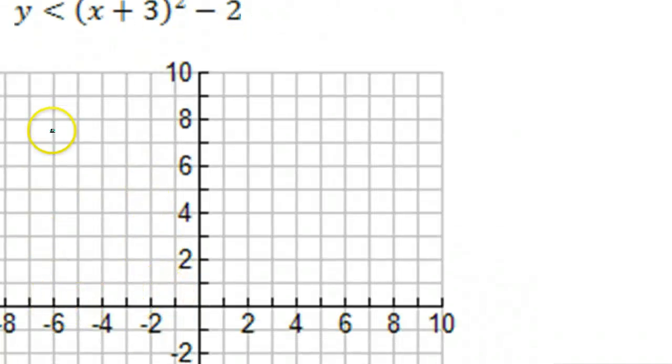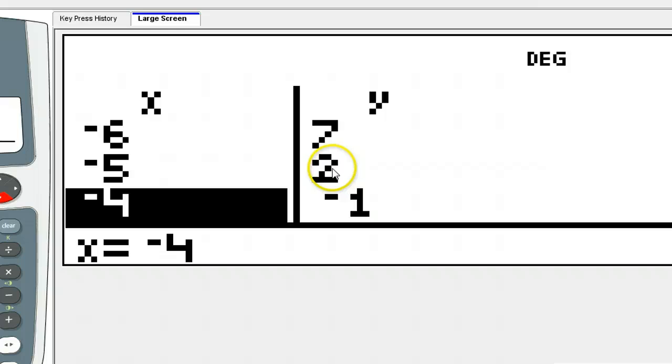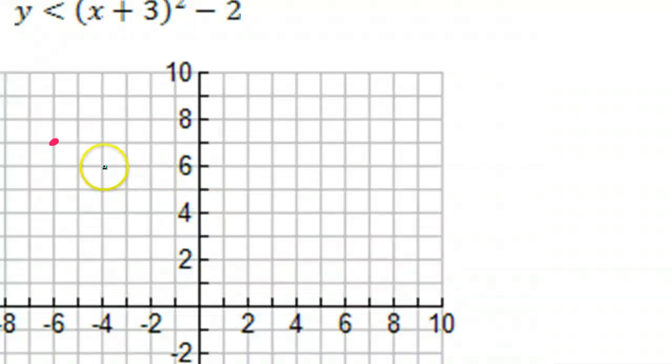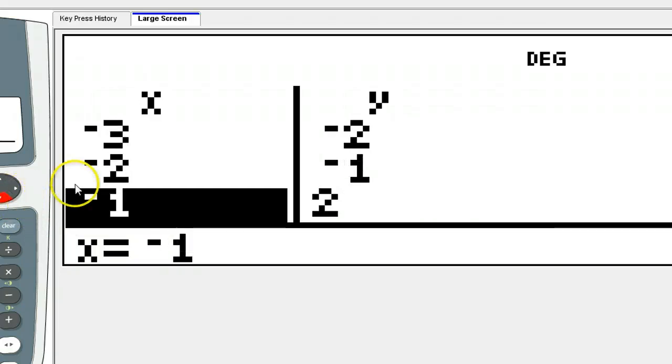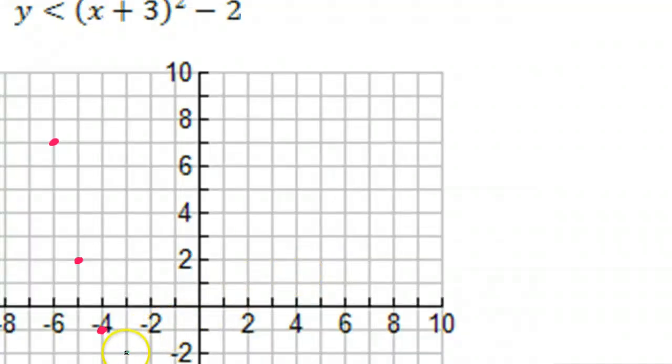Okay, negative 6 comma 7. And then we've got negative 5, 2 and negative 4, negative 1. So next is 2, and next is negative 1. And then we've got negative 3, negative 2, negative 2, negative 1, and negative 1, 2. See how it's coming back mirror image style? So you know the next one's going to be 7. Alright, 0 comma 7.